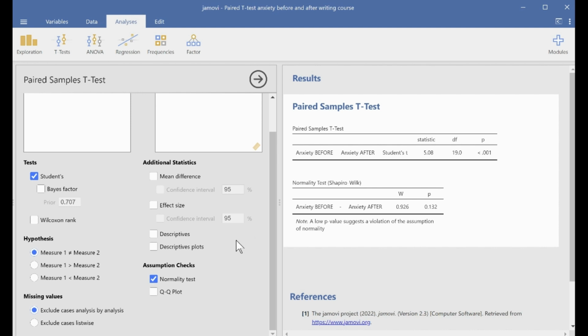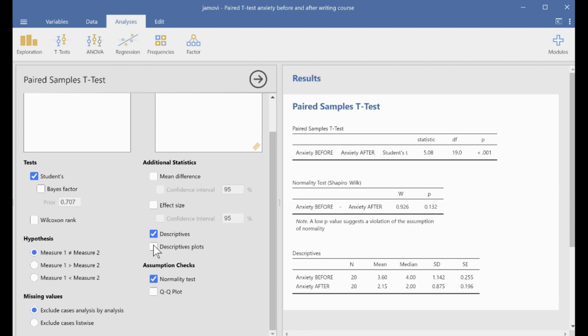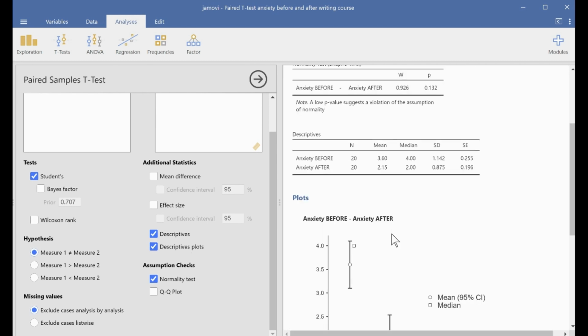Okay, the second thing I want to do is look at the descriptive data, and I'm also going to have a descriptive plot, which I'll describe in just a second.